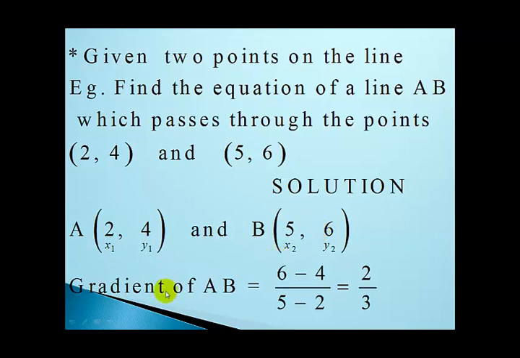Now the gradient of AB, we know that gradient is given by (y2 minus y1) over (x2 minus x1). Now y2 is 6 and y1 is 4. So we have 6 minus 4 divided by x2 minus x1, that is 5 minus 2. Now 6 minus 4 is equal to 2, and 5 minus 2 is equal to 3. That means that the gradient of AB is equal to 2/3. The gradient of the line joining AB is equal to 2 over 3.